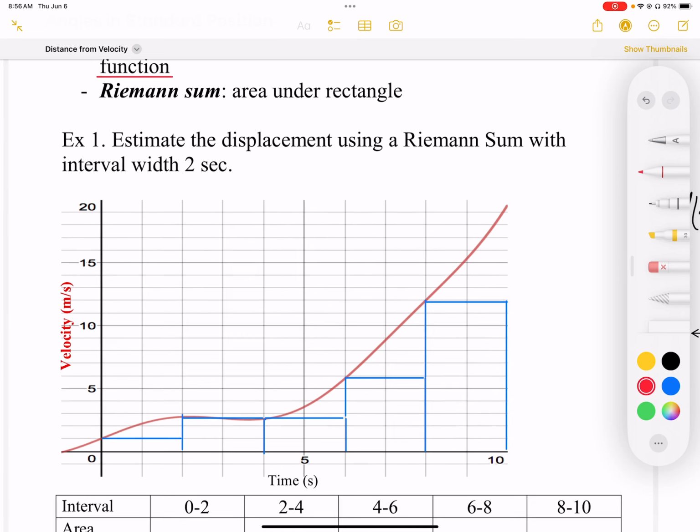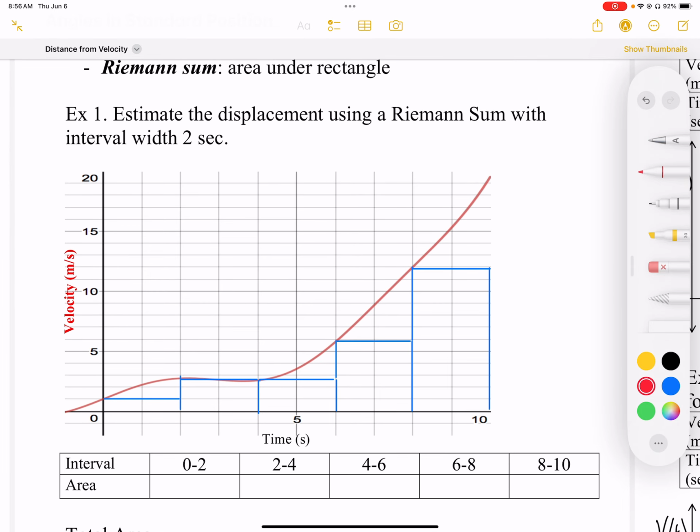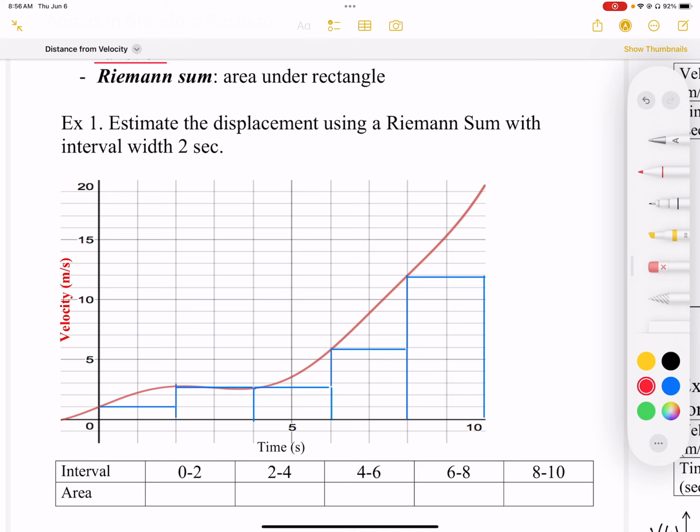In this graph here, we have a nonlinear function for velocity, and we're going to calculate the displacement by using interval widths of 2 seconds, or rectangles that are two units wide. I've sketched in the rectangles here. These areas are going to represent our displacements, and we're going to use the rectangular area calculation to estimate them. This area that I'm shading in represents our displacement.